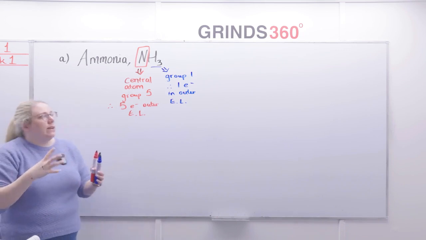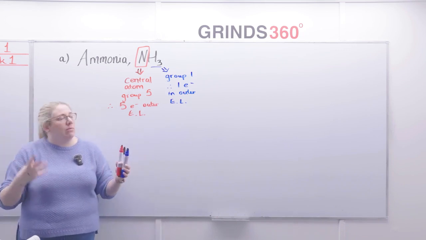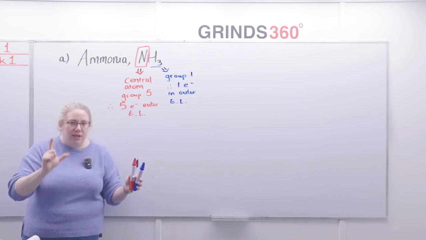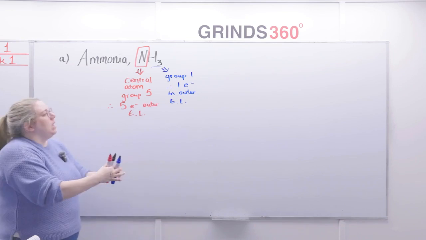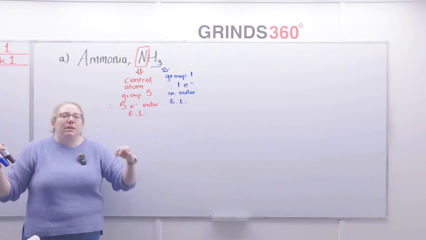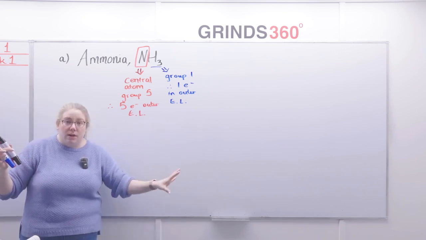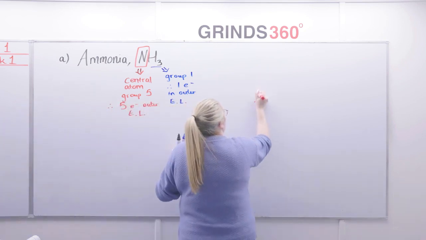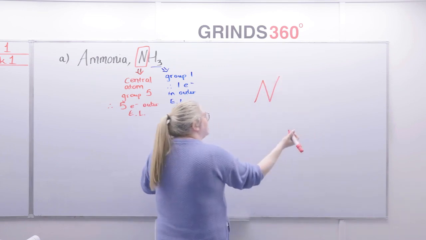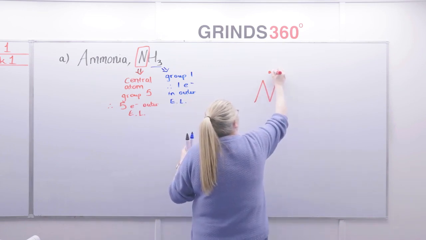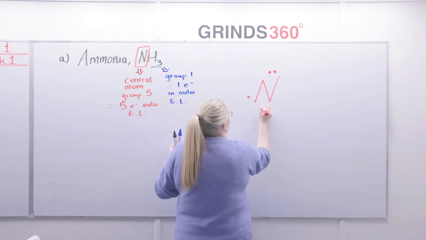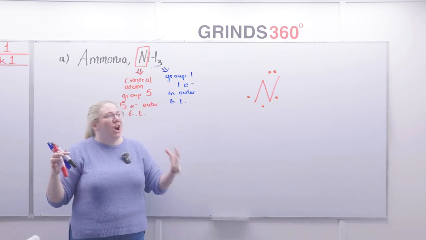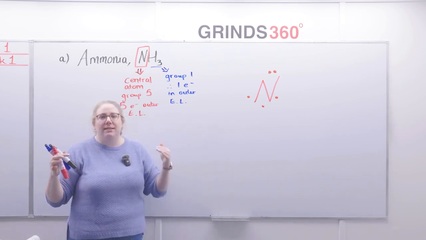Once you've figured out that information, you're ready to start drawing in your dot and cross diagrams. Now remember, it's a dot and cross diagram. Dots on one, crosses on the other. Don't represent your electrons using the same symbol. The examiner has relaxed that a little bit, but on some mark schemes, they are a bit nitpicky. So we're just going to cover ourselves here. Now we draw in the nitrogen first because that is my central atom. We have to fill in the 5 electrons in the outer energy level.